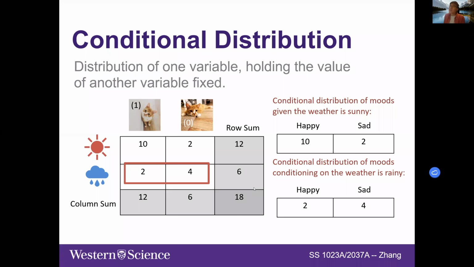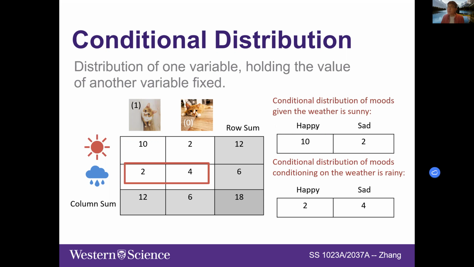So the idea of the conditional distribution is that we want to look at some specific case in another variable. So as you can see right now, although this conditional distribution of the moods is still the distribution of the moods, now we are taking another variable into account. So it's not just a single player game. It has another variable coming into play. But still, this conditional distribution of the moods is the distribution for one variable, right?